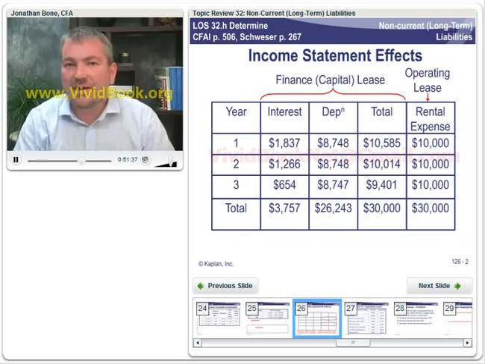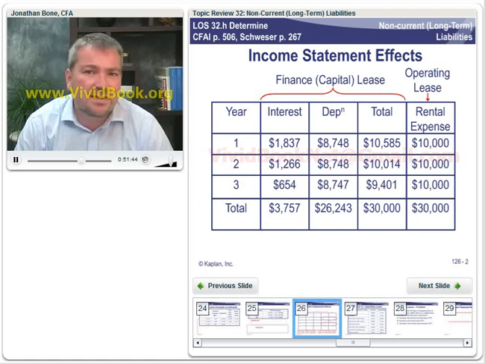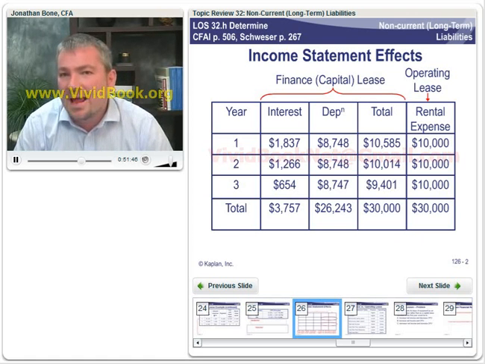So here you are for our lease. I put the interest expense in for our capital lease, our finance lease, 1,837 for year one, 1,266 for year two, and 654, and the depreciation, 8,748 for each year, to give me the total payments under my capital lease. So the total amount going through the income statement, 10,585 in year one, 10,014 in year two, and 9,401 in year three. So net income will be adversely affected by the finance lease in the earlier years, but it will get bigger over the life of the lease.